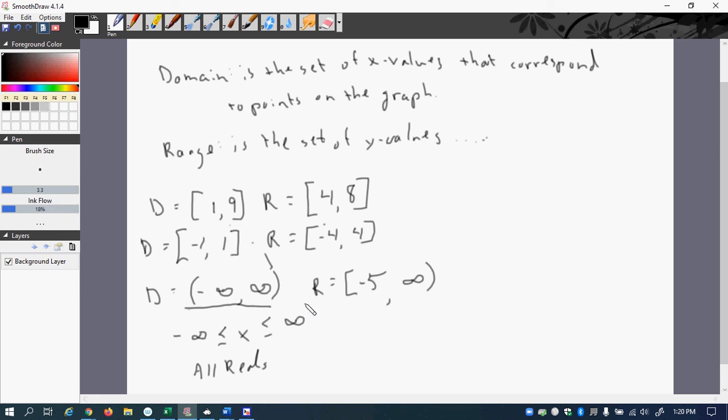So there's my parenthesis. If I did it as an inequality, it would be -5 less than or equal to y less than or equal to infinity, because it's going to keep going all the way. And then I couldn't write it as all reals because it stops at -5. And so these are the typical ways that you would have to write the domain and range when you're looking at graphs.